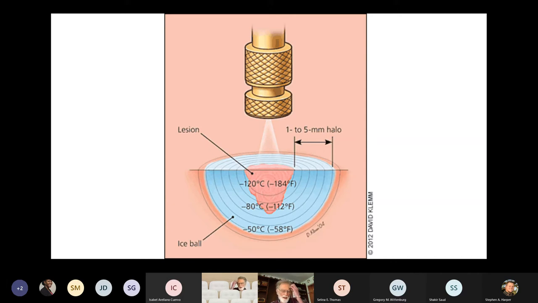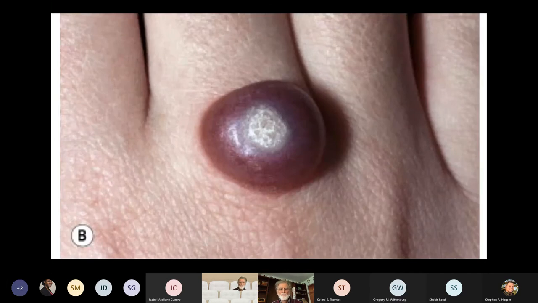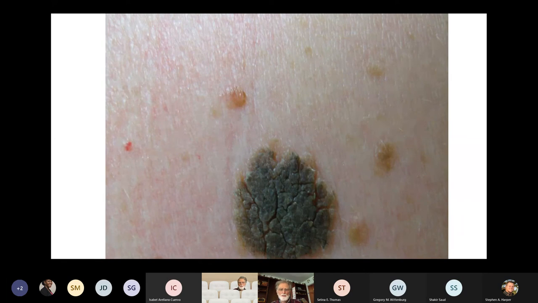So if you get a 1 millimeter edge, that'll be your guide. And this is what should happen. It should cause necrosis and destroy the upper part of the dermis. And so you deliberately kill the wart and the skin right around it and rely on the healing mechanisms.